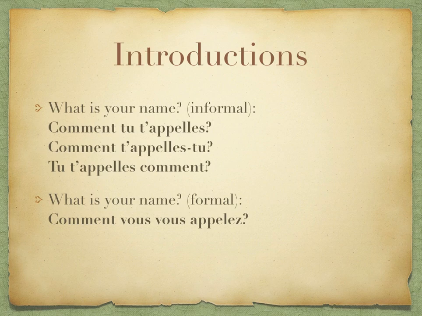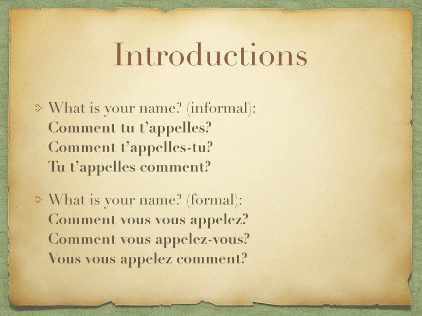Comment vous vous appelez. Don't forget that liaison between the vous and the appelez. We have comment vous vous appelez. The reason for that, of course, is that vous ends in an S and appelez begins with a vowel. So we have to smash them together, pretend like they're all one big word. Just like before, we can rearrange this in just about any way we want. Comment vous appelez-vous? Or vous vous appelez comment? All you have to do is remember to keep track of where that liaison happens.